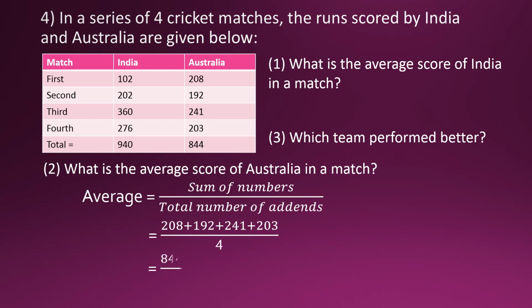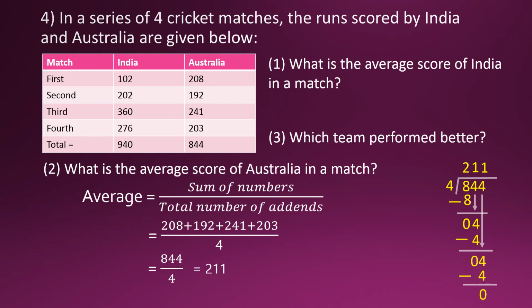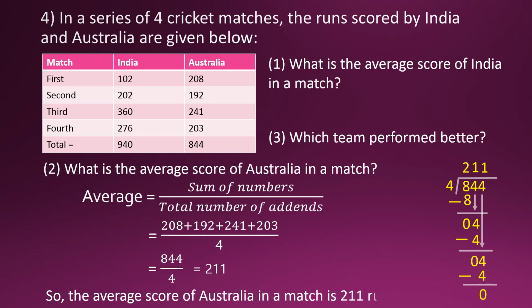Now do the addition. We get 844 divided by 4. If we divide 844 by 4, we get 211. So the average score of Australia in a match is 211 runs.